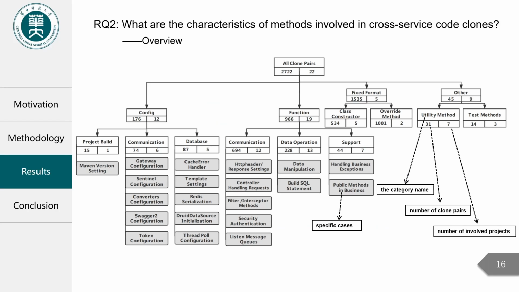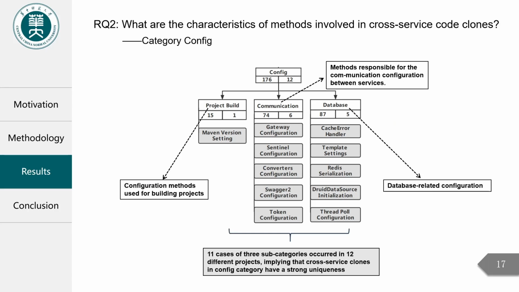Next, we answer RQ2. What are the characteristics of methods involved in cross-service code clones? We draw a hierarchical taxonomy. The meaning of nodes is shown in the PPT. Due to time constraints, we only show category, config, and function next. First, we can see 176 clone pairs are related to the type of config. The config methods could be divided into three subcategories: project build, communication, and database.